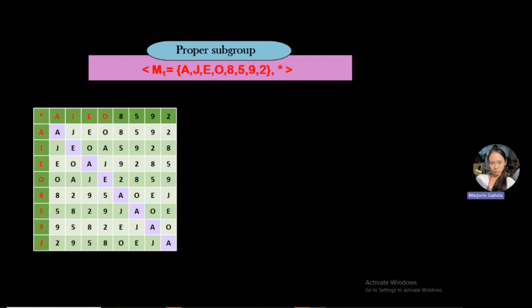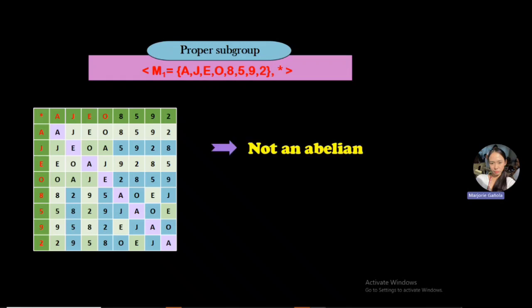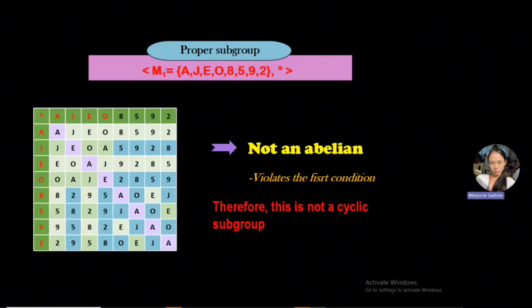Now, we have here the proper subgroup M sub 1 with the elements A, J, E, O, 8, 5, 9, and 2 under the binary operation star. As you can see in here, the table is also not abelian because it is not symmetric from its diagonal line. Therefore, it violates the first condition, and we can conclude that this subgroup is not cyclic.